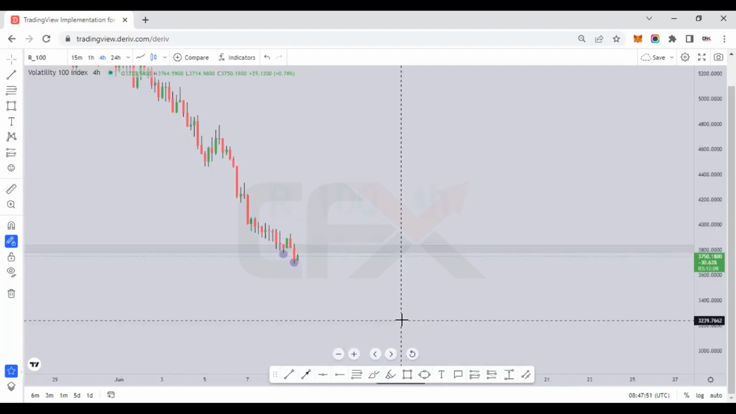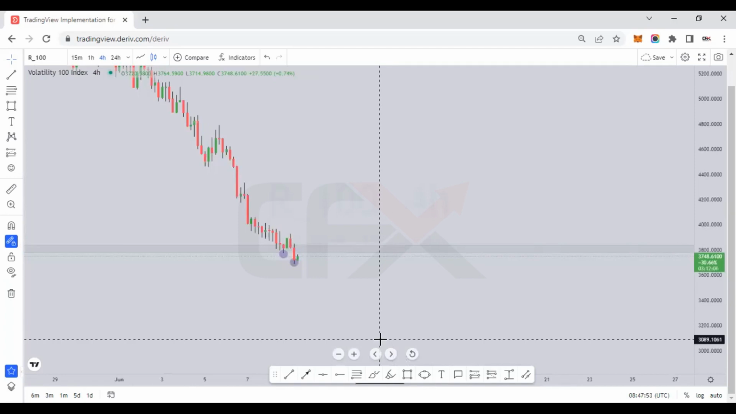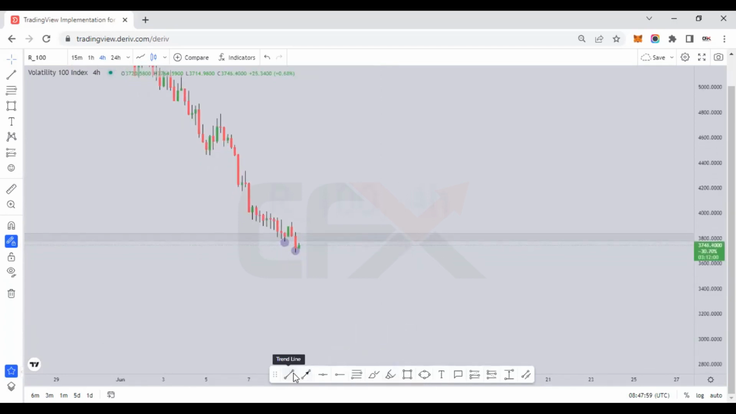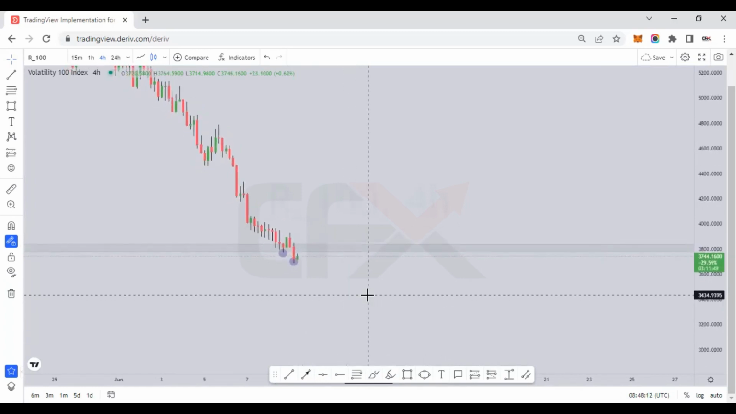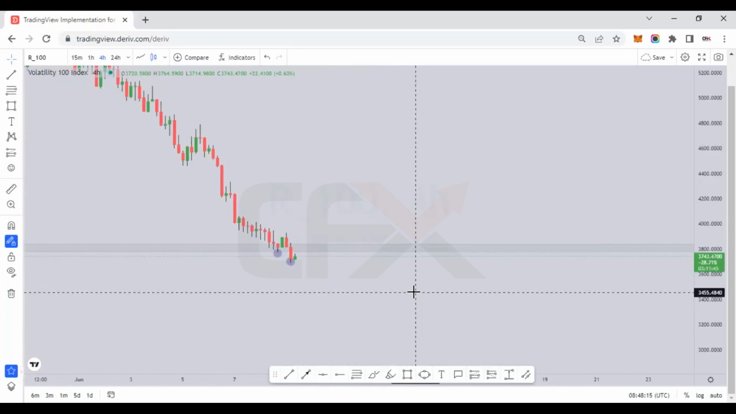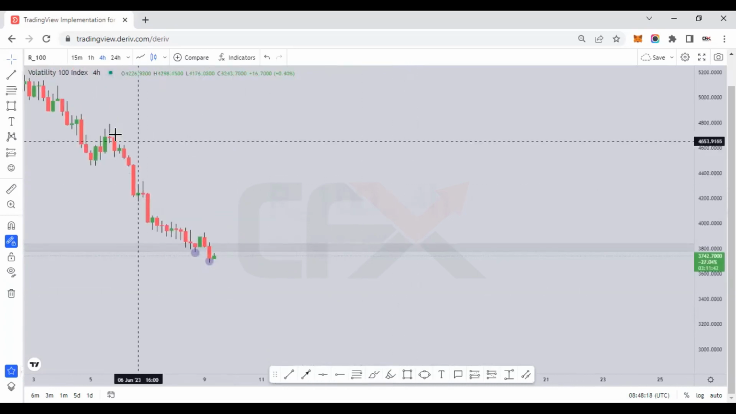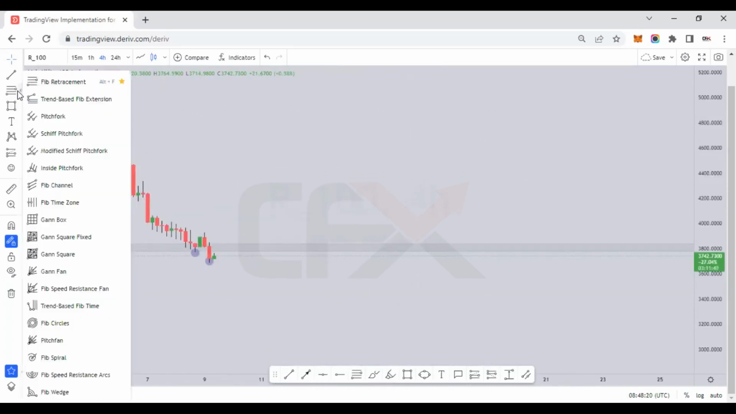Okay, so let me introduce you to the last confluence that we have, which is the Fibonacci. The Fibonacci is basically one of the confluences that we will use in addition to the three we have. And for you to get the Fibonacci, you need to check here on the left hand side where you have the tools. See the Fibonacci retracement there.